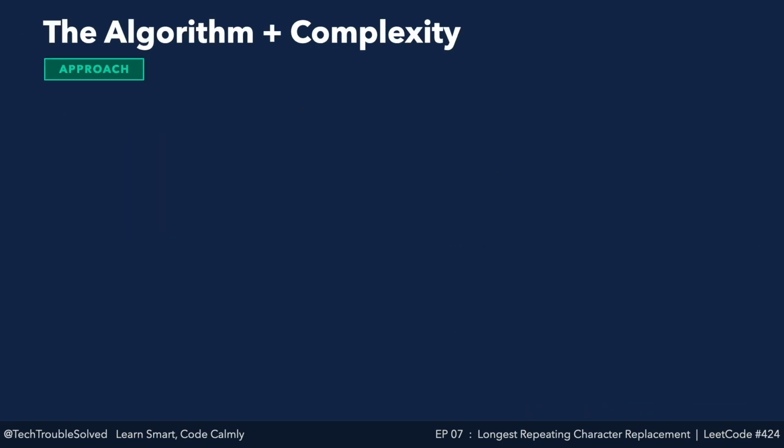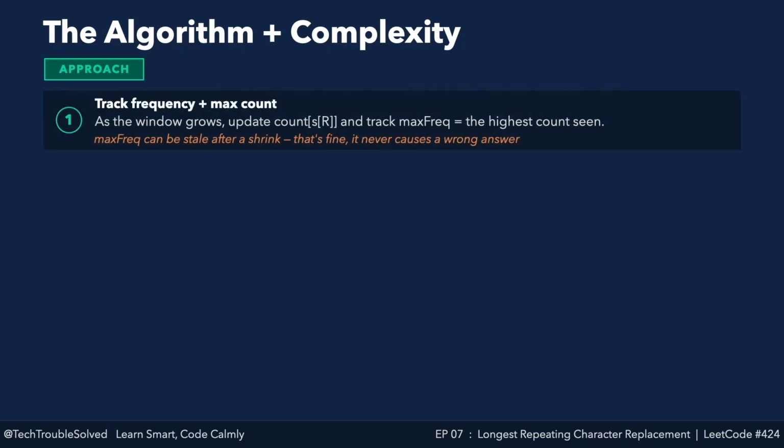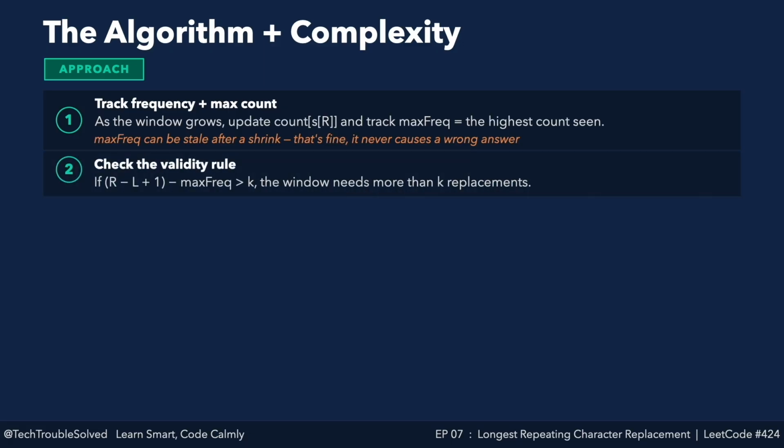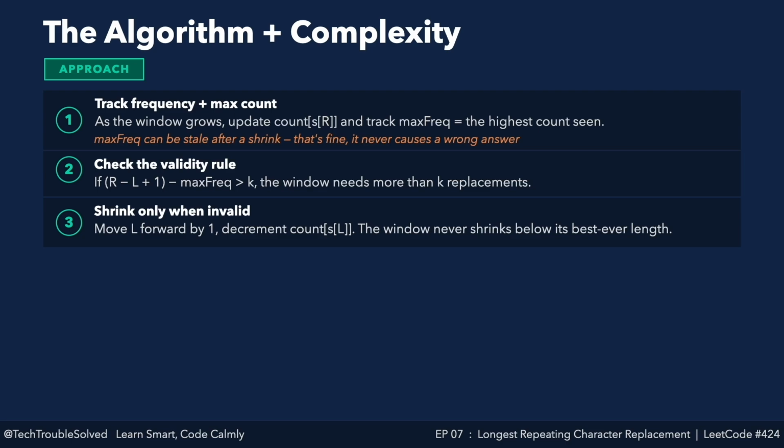So here are the 5 moves. 1. As R moves right, update the count for that character. Update max frequency if this character's count is a new high. 2. Check the rule. If window length minus max frequency is greater than K, the window needs more replacements than we have. It's invalid. 3. If invalid, move L forward by 1 and decrement the count of that character we just dropped.